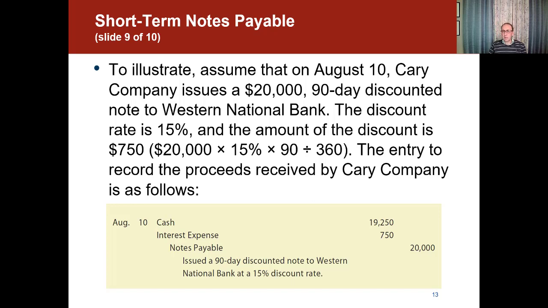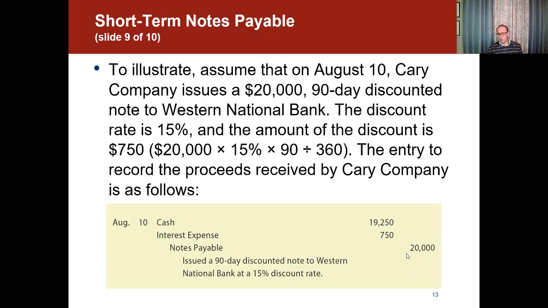Assume that on August 10th, Carey Company issues a $20,000 90-day discounted note to Western National Bank. The discount rate is 15% and the amount of the discount is $750. So we take the $20,000 multiplied by 15%, multiplied by 90 divided by 360, and that's how we got the $750. Remember, the 15% now is a discount rate. So in this case, the proceeds are going to be equal to the $20,000 minus the $750, which is $19,250. So as a borrower, I'm the debtor, and I'm receiving cash of $19,250.